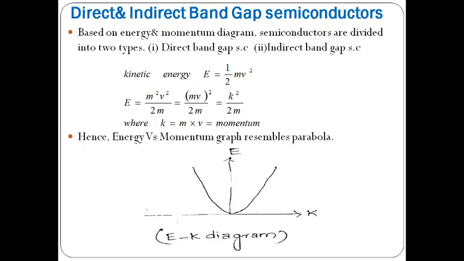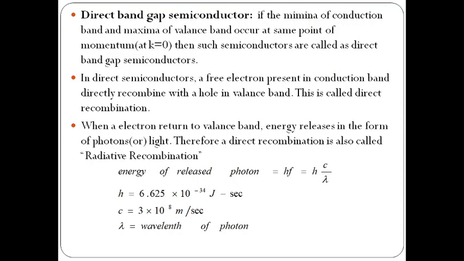So we know kinetic energy equals half m v square, and we can write it multiplied and divided with the m. We can write m v whole square by 2m, k square by 2m. So we can write E equals k square by 2m. It is like a parabola equation. So k is nothing but m into v, it is the momentum. So it represents the parabola. So the energy versus momentum graph resembles the parabola. You can observe in the diagram here.